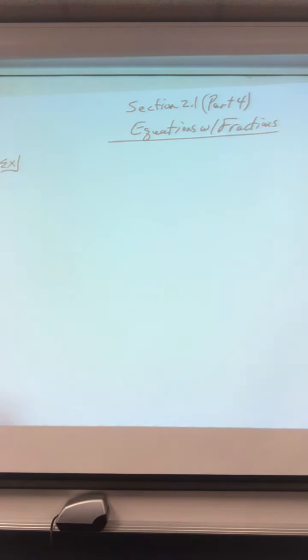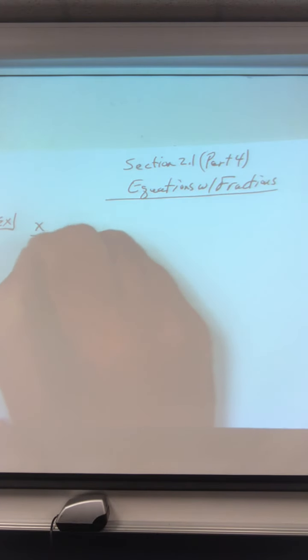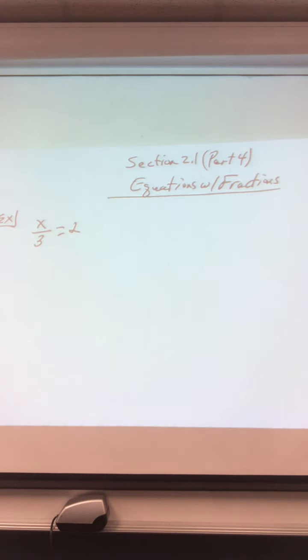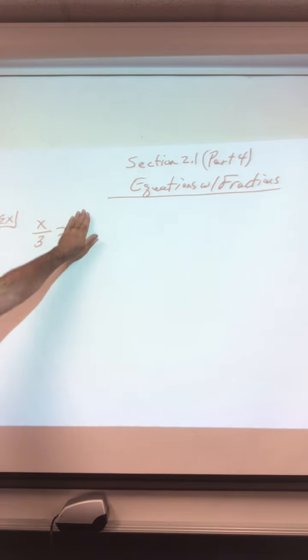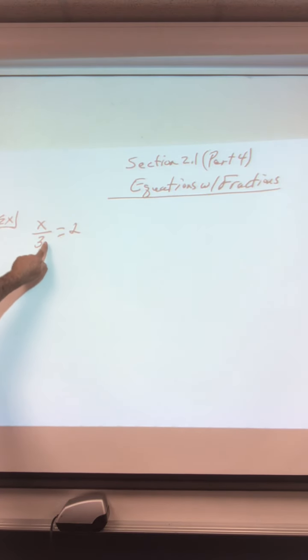All right, so let's suppose I have the equation x over 3 equals 2. First of all, notice that there is only one term on the left, and only one term on the right. All right, so the first thing I see that I don't like in this equation is the dividing 3.